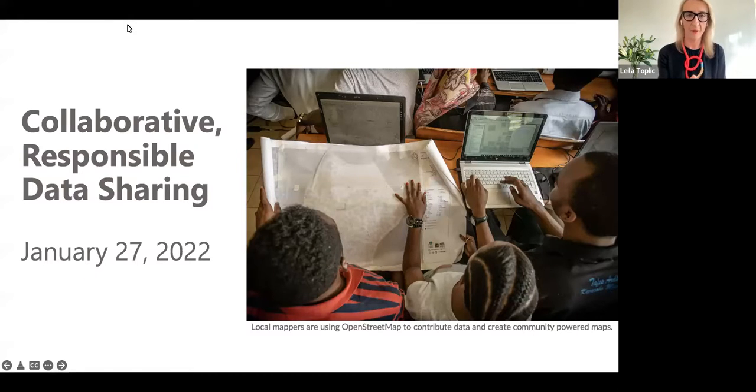Okay, so since we have a packed agenda for this session, we'll get started. Welcome. I'm Leila Toplik. I'm with NetHope, where I lead the Emerging Technologies Initiative. And for those of you who might not be familiar with NetHope, NetHope is a nonprofit technology consortium of 63 global NGOs who are actually represented in this session.